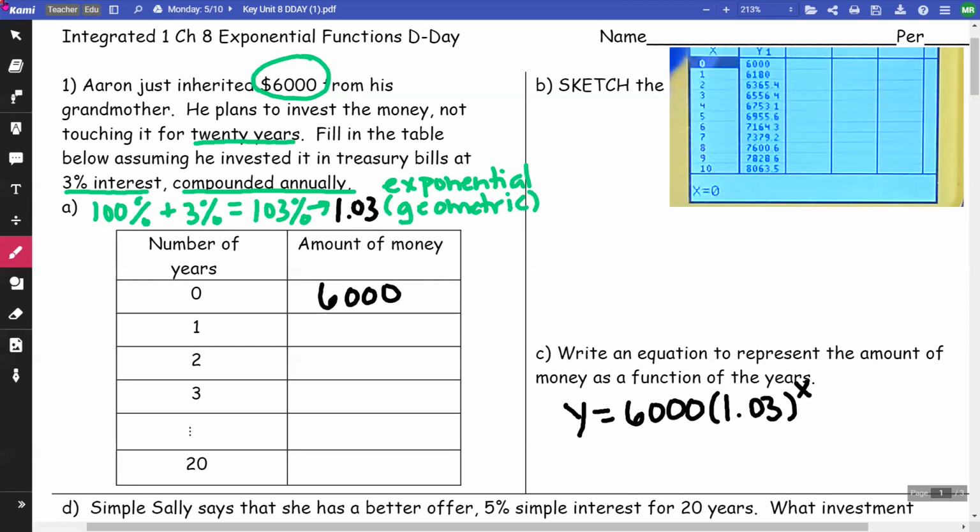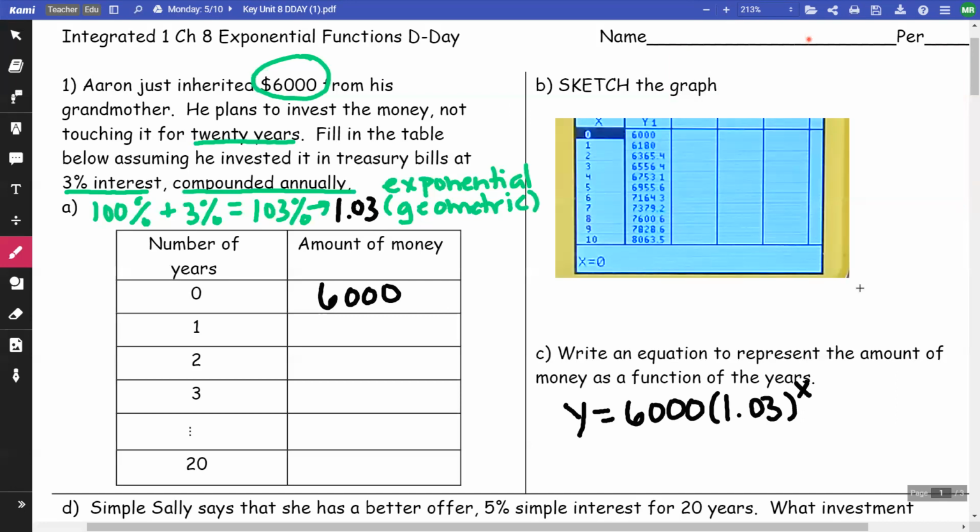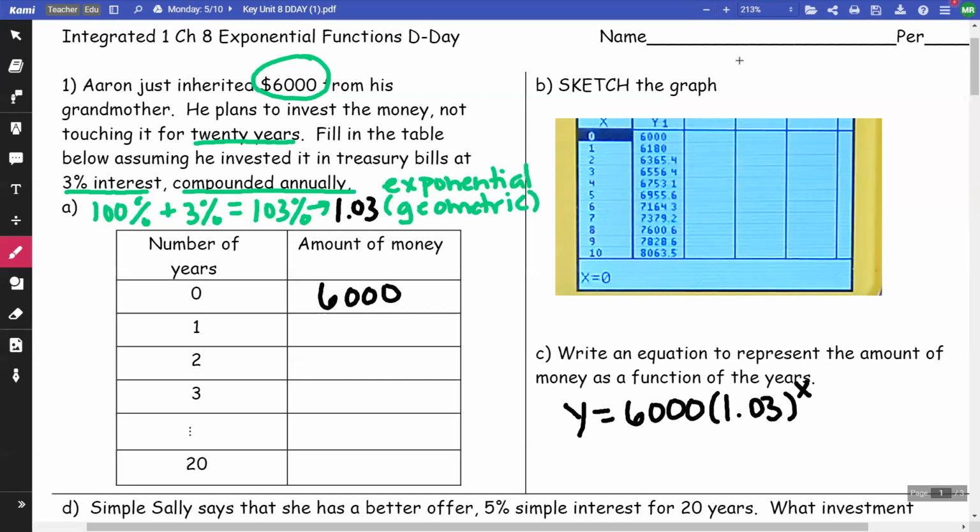Now, when you're using this table, let me make this a little bigger. Move it over here. What you want to make sure of is, I like to come to the y and highlight the y, because this only allows so many digits. So sometimes you might not see the whole entire number. So I'm going to come over here and you see that it types it down here. So 6,000. My next one's going to be 6,180.